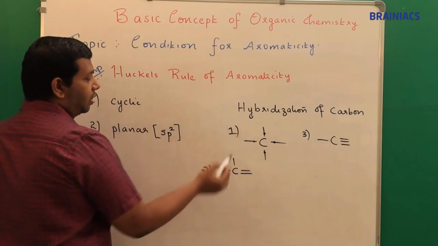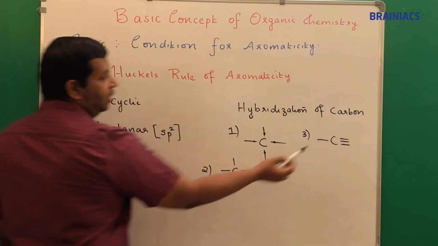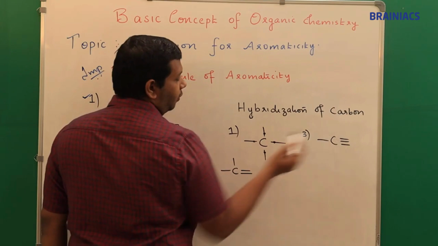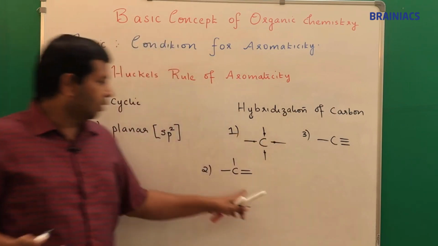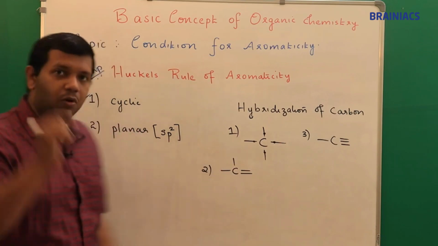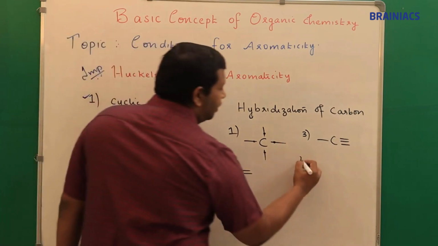1, 2, 3, 4. Here also 1, 2, 3, 4. Here also 1, 2, 3, 4. But they get arranged in different fashion. This is called a triple bond. This is called a double bond. This is called a single bond. One more possibility is there. That is this one.